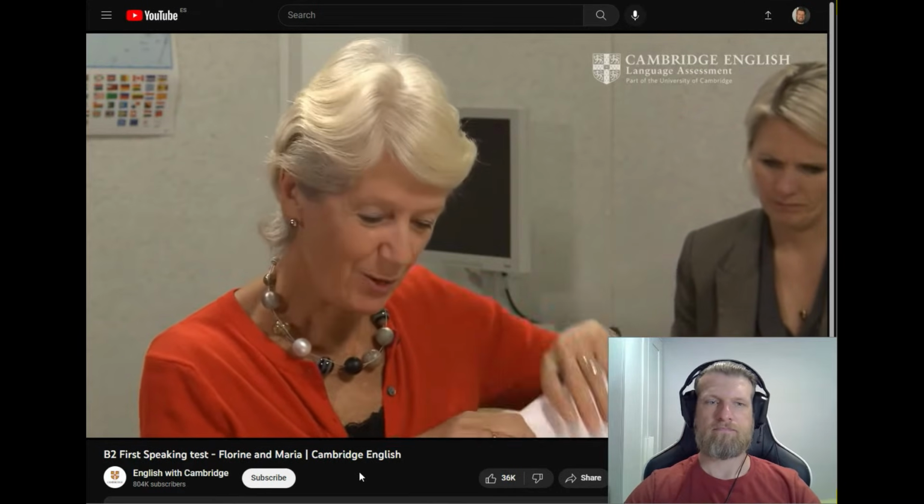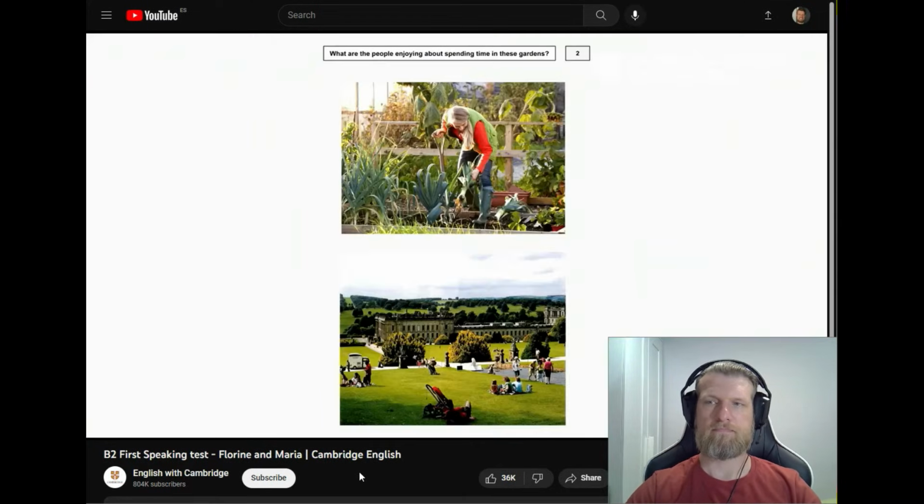Now, Maria, here are your photographs. They show people spending time in different gardens. I'd like you to compare the photographs and say what you think the people are enjoying about spending time in these gardens.